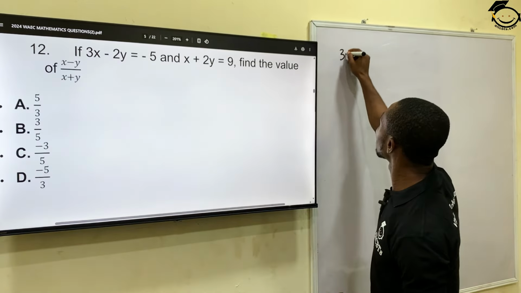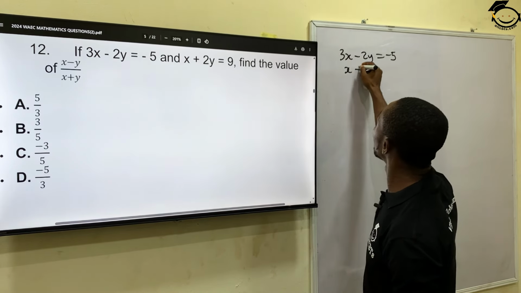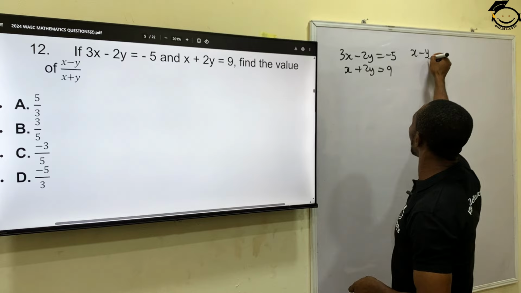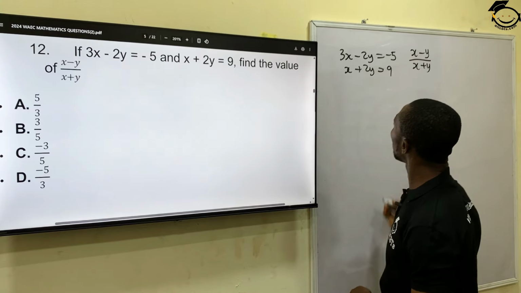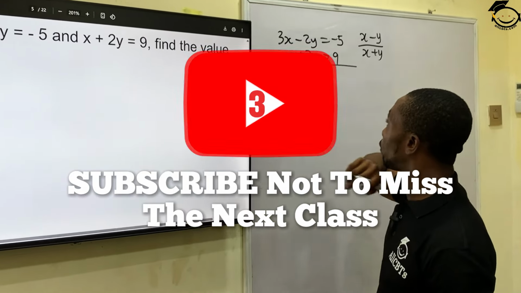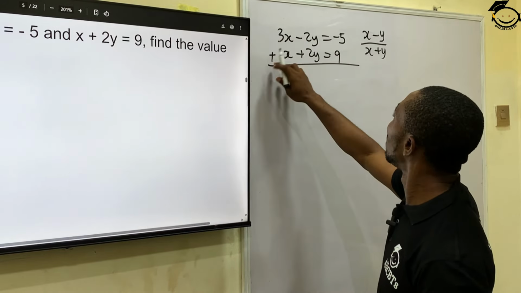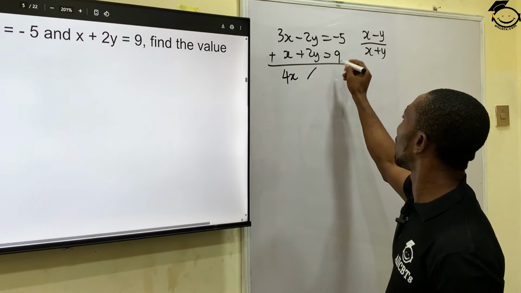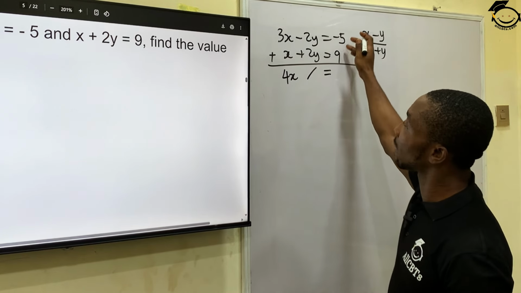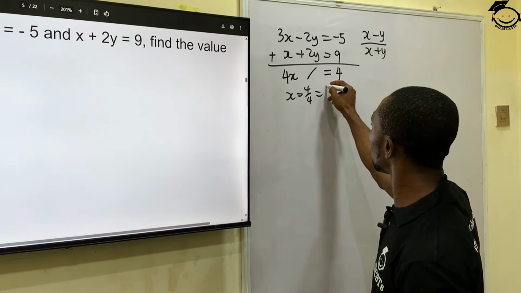If 3x minus 2y equals minus 5 and x plus 2y equals 9, find x minus y and x plus y. Now, in solving this, since the signs of the y terms are different, we are going to add. 3 plus 1 will give us 4x. 2y minus 2y will cancel out, and minus 5 plus 9, which is 9 minus 5, will give us 4. So x equals 4 over 4, which is 1.